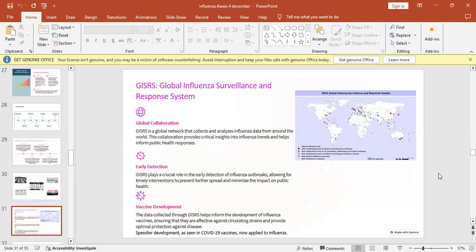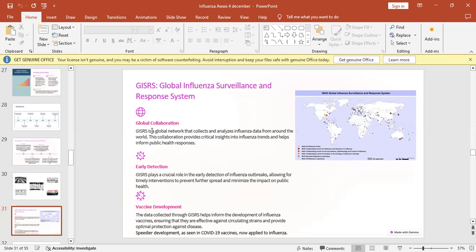The Global Influenza Surveillance and Response System, abbreviated as GISRS, is a global network that collects and analyzes influenza data from around the world. This collaboration provides critical insights into influenza trends and helps inform public health responses. Early detection: GISRS plays a crucial role in early detection of influenza outbreaks, allowing for timely intervention to prevent further spread and minimize the impact on public health.